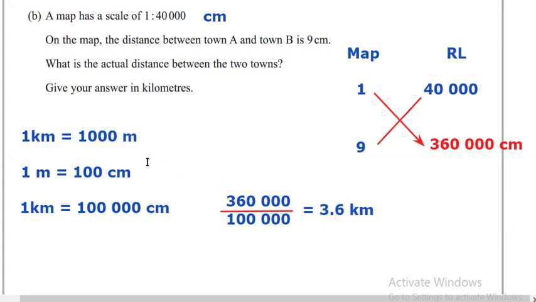So basically, first thing we did, we used the scale that we have, which is 1 to 40,000. And then after using the scale, I used the number under the map and used the cross multiplying method to find the real life distance in centimeters, and then divided by 100,000 to turn it into kilometers. And this is how you answer a question like this.